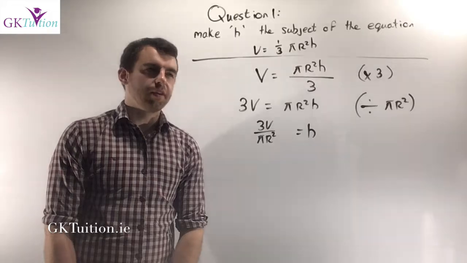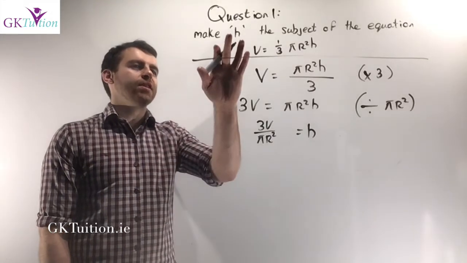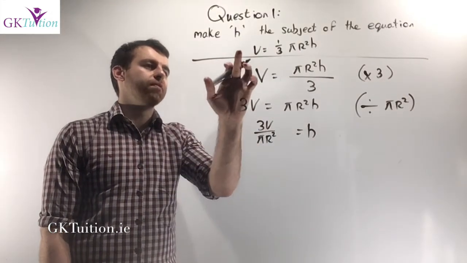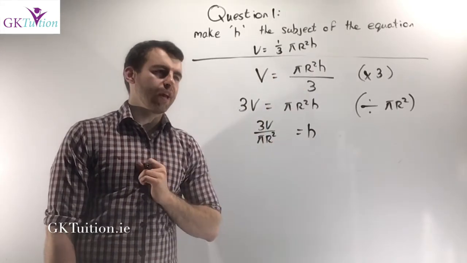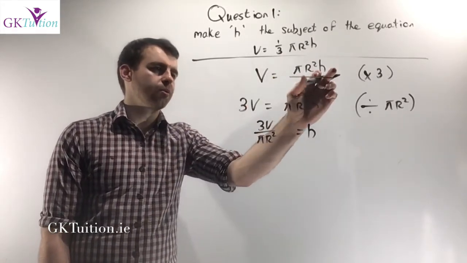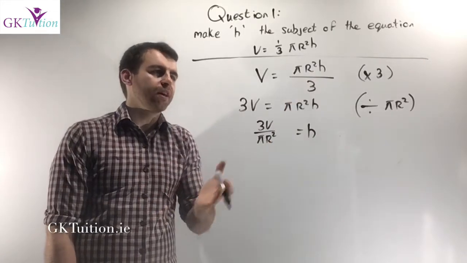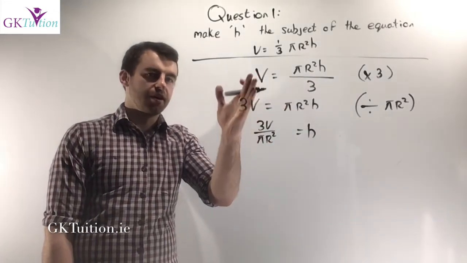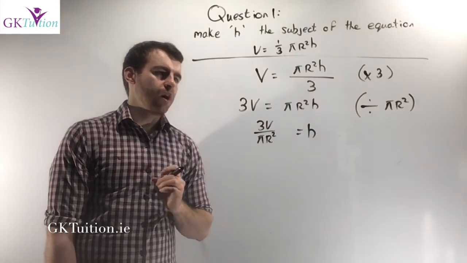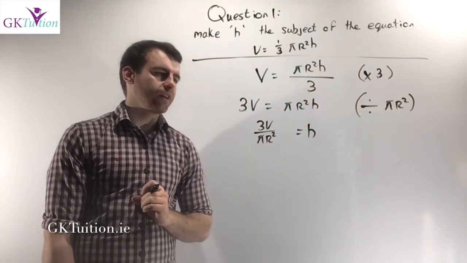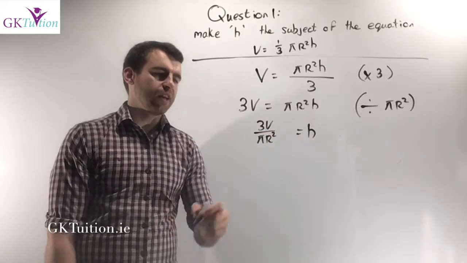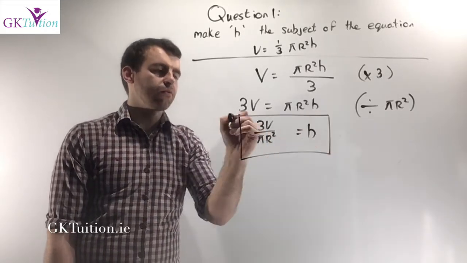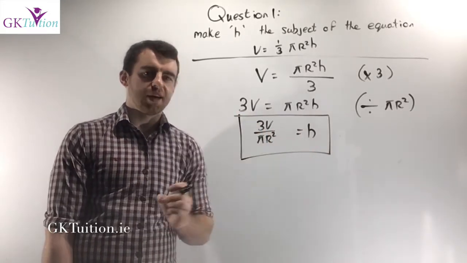So I think these ones are straightforward enough. The first question, you needed to make h the subject of the equation, v equals 1/3 pi r squared h. 1/3 pi r squared h can be written as pi r squared h over 3. It's the same thing. It's easier to view it like this in the context of what we're trying to do. I multiplied by 3 to eliminate my fraction and then divided both sides by pi r squared in order to isolate h. So in that case, you should have had 3v over pi r squared equals h.